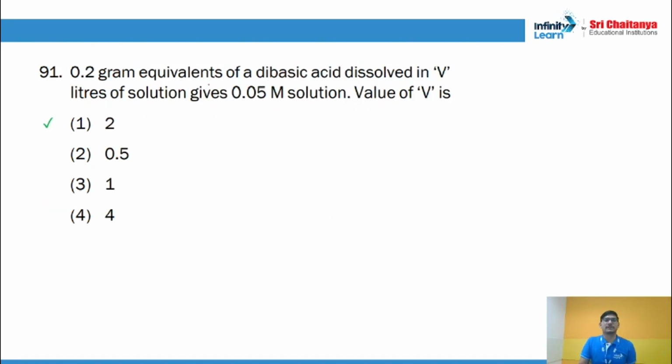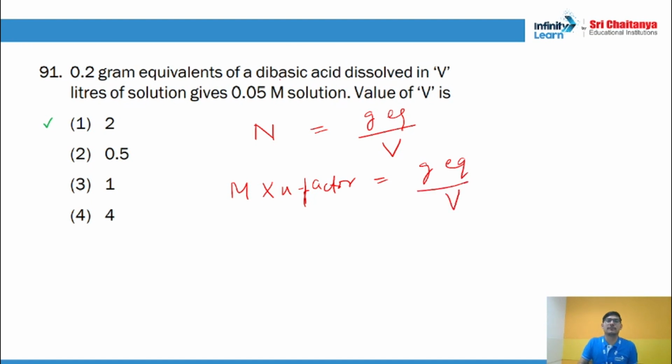0.2 gram equivalents of a dibasic acid dissolved in V liter of solution gives 0.05 molar solution. You have to find out the value of V. So let us apply the formula for normality. Normality is number of gram equivalents divided by volume of solution in liter. You should also remember that normality is equal to molarity multiplied by n factor. Okay, so basically this is the formula, right? Now for dibasic acid, for acids, n factor is equal to number of replaceable hydrogen atoms.